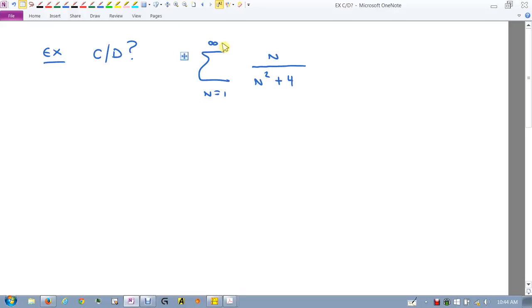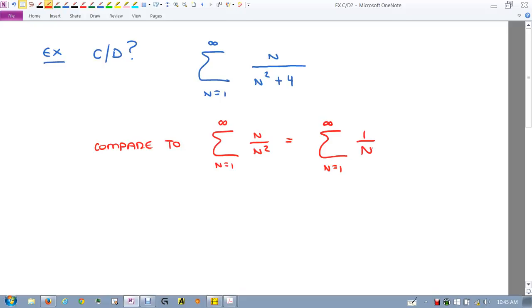In the long-term behavior of this, as n gets very large, this 4 really doesn't play a role, does it? It really doesn't factor into it much, you know, when these n's are huge. So this thing behaves a lot like just n over n squared, doesn't it? I'm wondering maybe if we can compare it to this series, n over n squared. Now, what is n over n squared? It's 1 over n, right? And that's a series I know about, don't I? What type of series is this? It's harmonic. Or P series, with P being 1. In either case, it diverges.